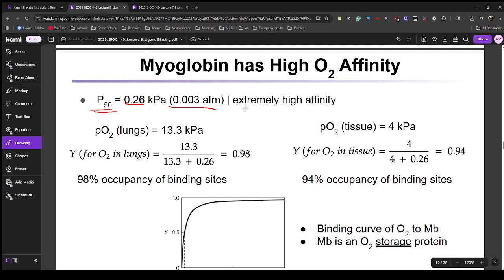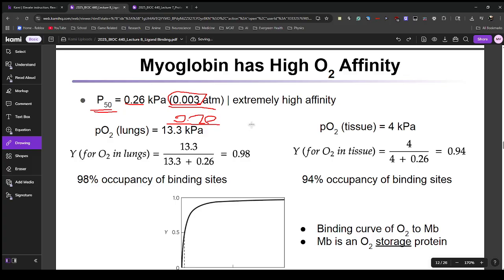For myoglobin, it's 0.26 or 0.003 atmospheres. This is ridiculously strong. For example, as a marker, there's about 120 millimeters of mercury of oxygen in the atmosphere. I can't remember the exact number, I think it's like 0.2. So like 0.2 atmospheres of our atmosphere is oxygen. And it only takes this much to reach 50% occupancy, even though you have this much available in your atmosphere. Ridiculously strong, very high affinity. This is like 60 times the concentration required, pretty much, if I'm not mistaken. I could have done my math wrong there, but it's a lot.